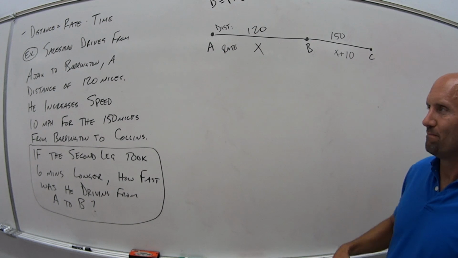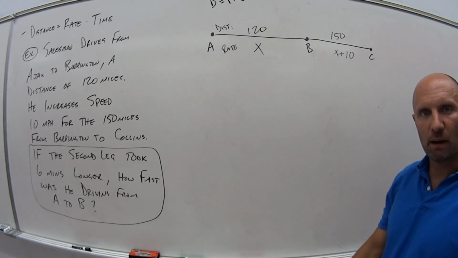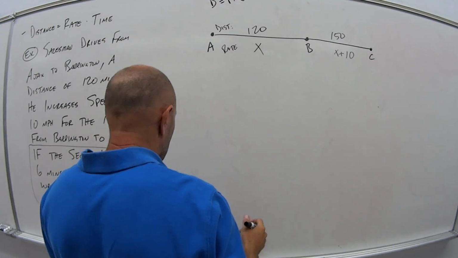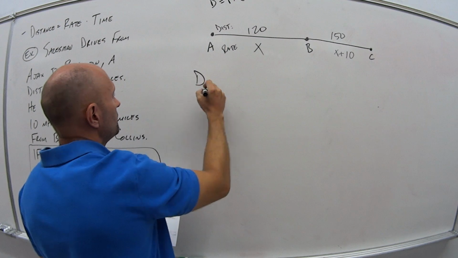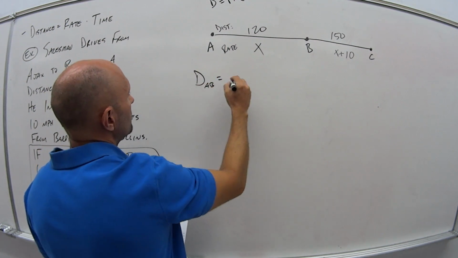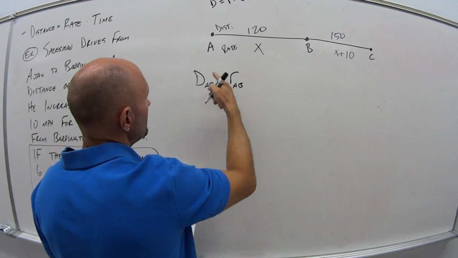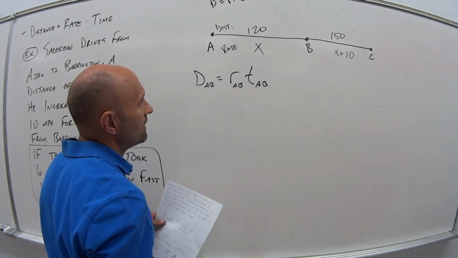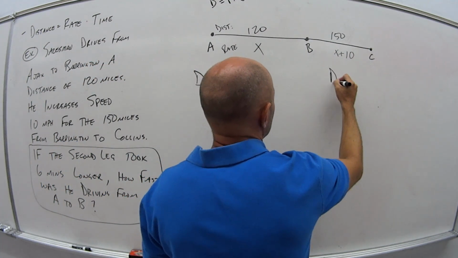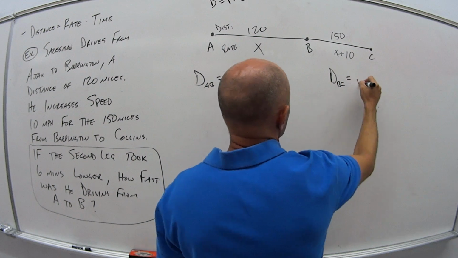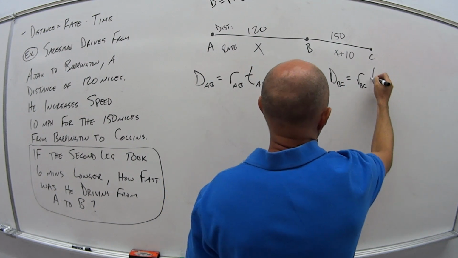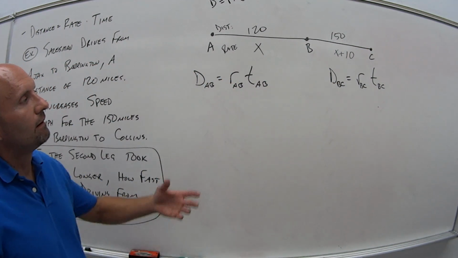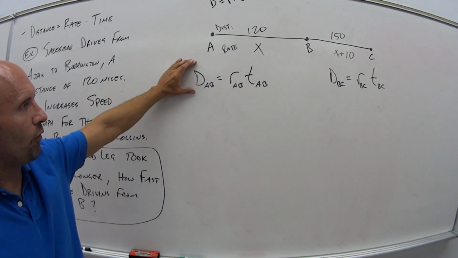What don't we know? Nothing in here is mentioned about time, right? But we know the distance from A to B is equal to the rate from A to B, Ajax to Barrington, times the time from A to B. And similarly, the distance from B to C is equal to the rate BC times the time BC, Barrington to Collins. So this is the information we have, the formulas we know.